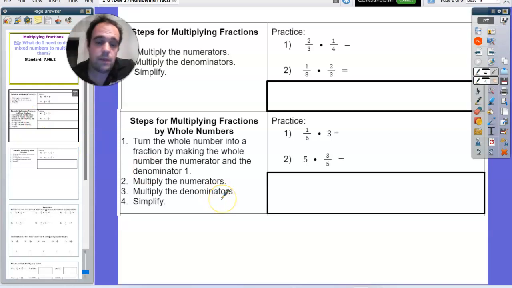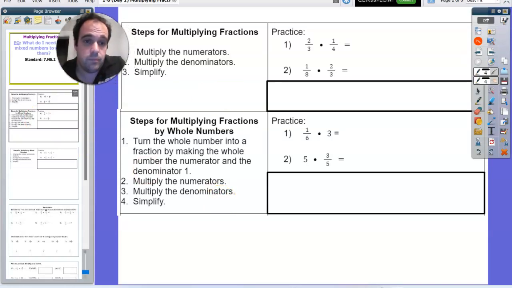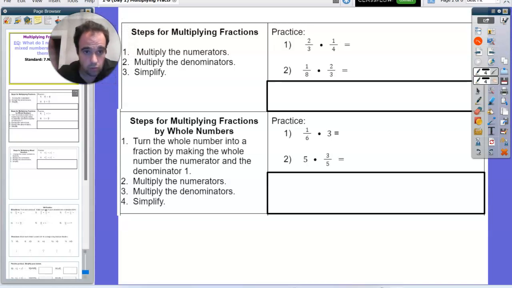Anyway, so the steps for multiplying fractions go like this. First, you multiply the numerators. Standard stuff. We know how to multiply across. Multiply the denominators. And then simplify accordingly. So number one, if you're taking notes on this, write this one down.